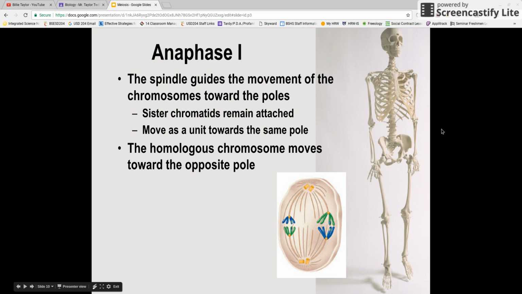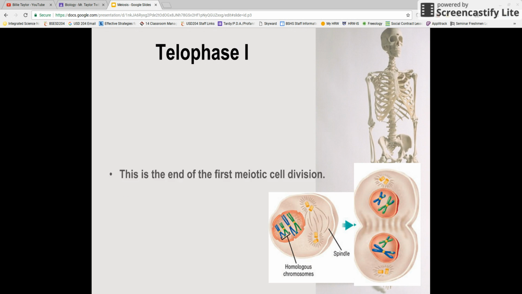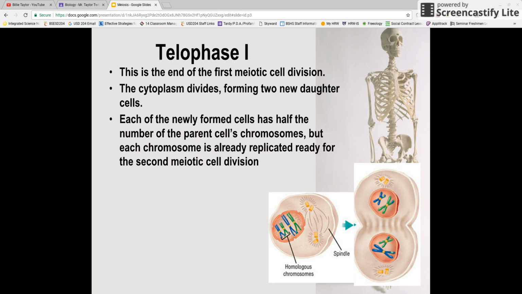Okay, welcome back. We just wrapped up Anaphase I. Now let's move forward to the next step here, Telophase I. Now, again, this is going to look familiar to mitosis. In Telophase I, this is the end of the first meiotic cell division. Now remember, meiosis divides twice, and this is the end of the first division.